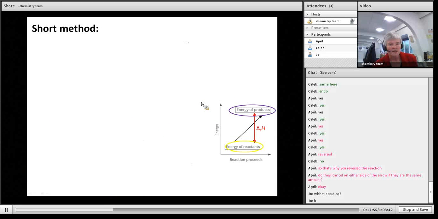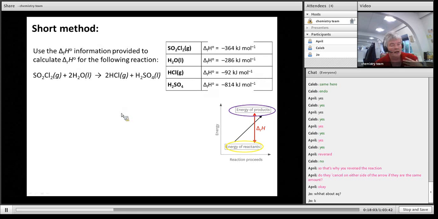Okay, so this is now the short method. So I want to go from those products to the reactants. You use this method when you are given everything as heats of formation, because then I know the exact energy of the reactants and I know the exact energy of the products. Okay, so notice, use the delta FH values, and I've just given you heats of formation.